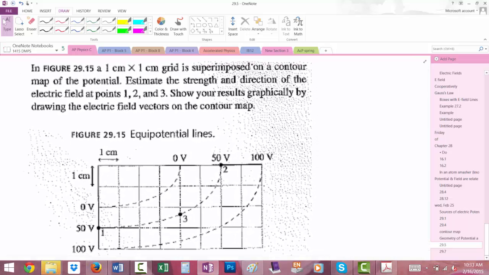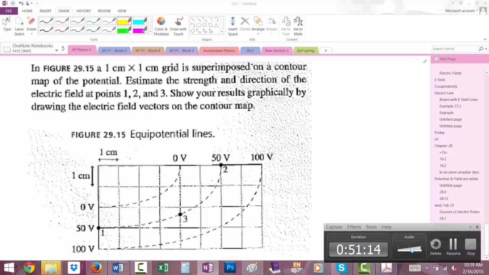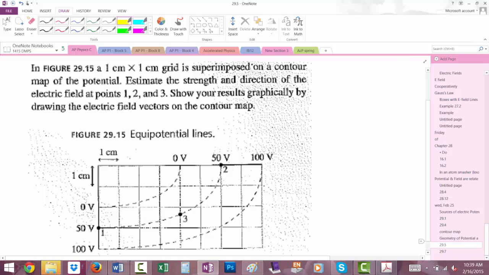Go ahead and talk that through with your partners. How would we go about doing that? Find the distance from the point to 0 volts. So E equals the change in voltage divided by the distance, right? So in this case, you're going 1 centimeter. 1 centimeter and 50 volts. So what's that electric field strength? 5,000. 5,000?